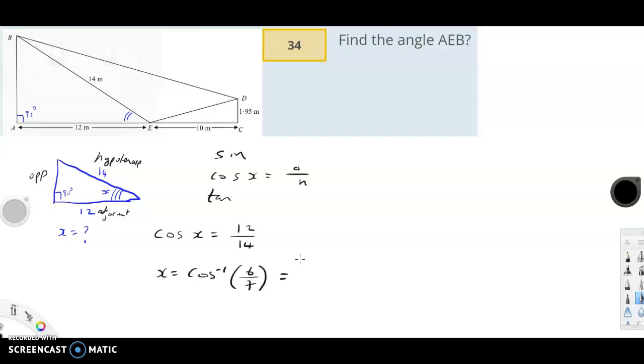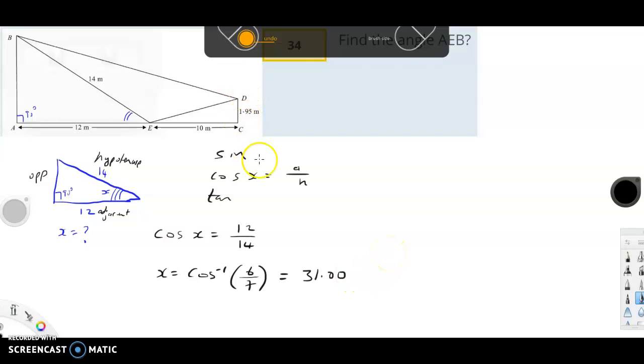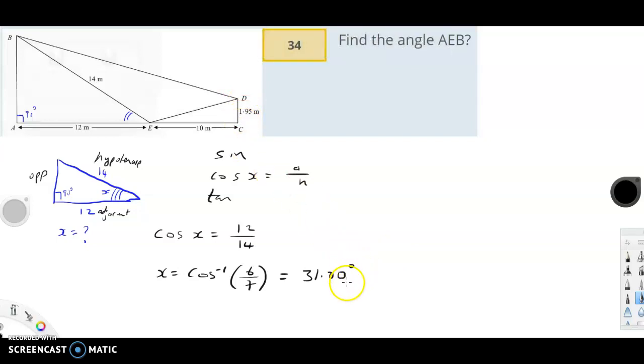And we go shift, and the cos brings up the cos inverse. Fraction key, 6 on top, 7 below, close bracket. And I got 31, something like this, 31.002. So to 2 decimal places, 31.00 degrees is the size of the angle. So the angle, you could write it like this, angle AEB equals 31.00 degrees, accurate to 2 decimal places.